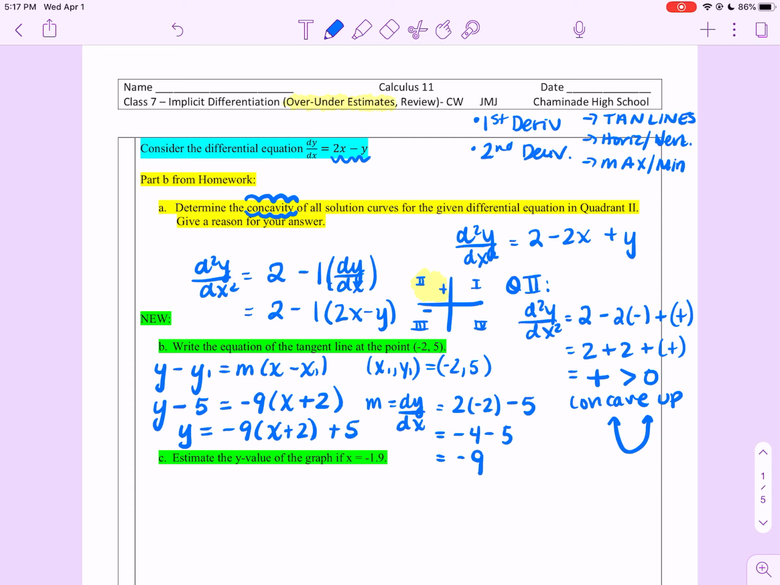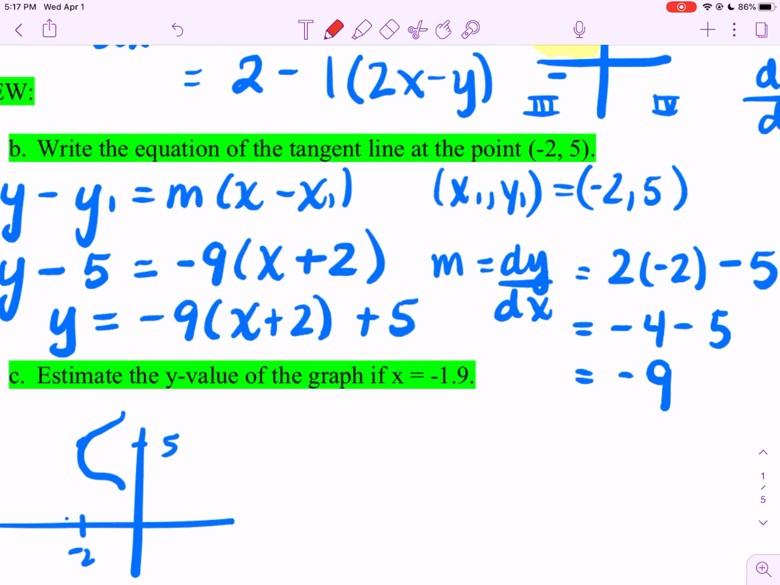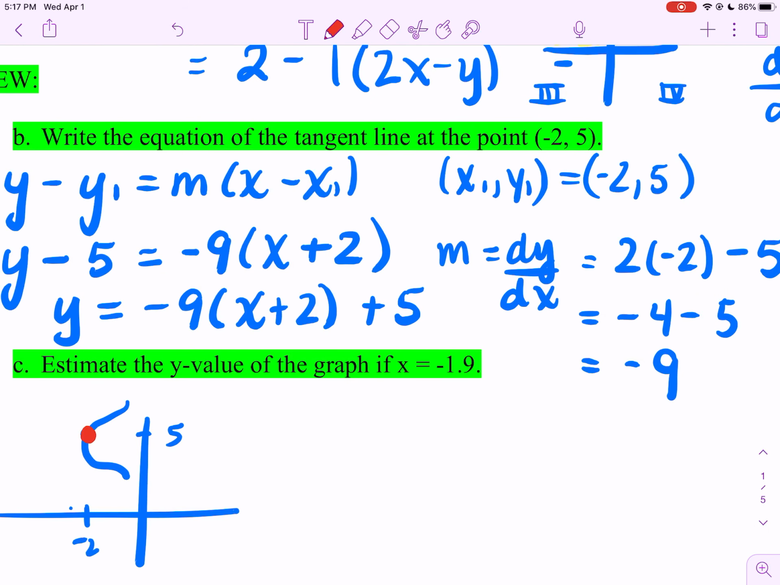In part C here, they're asking you to estimate the y value of the graph if x is equal to -1.9. What they're actually asking is, let's suppose you have the graph at -2 and 5. And here's some point, and I don't know what the graph looks like right now because they didn't give us an original equation, but what I do know is that the graph will look something like that. So they're asking if x is equal to -1.9, you want to estimate the y value at that point using that point of -2, 5.